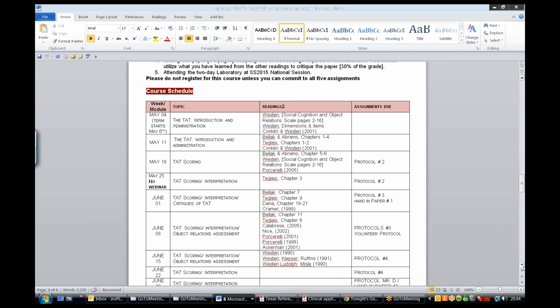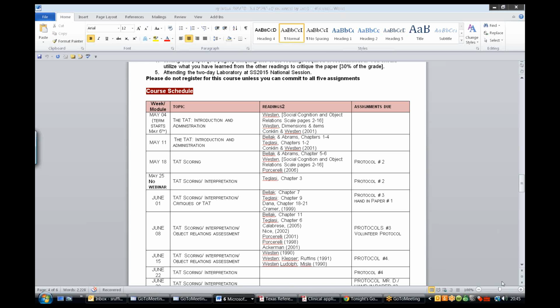So next week we will talk about object relations and some more about the TAT, and then we're going to go directly into a protocol, which means that we will work on a protocol Monday nights. We won't finish it. And the next Monday we will go over the scoring of the protocol. That essentially is how we're going to operate. And June 1st, you hand in paper number 1, which is the paper on the development of the TAT.